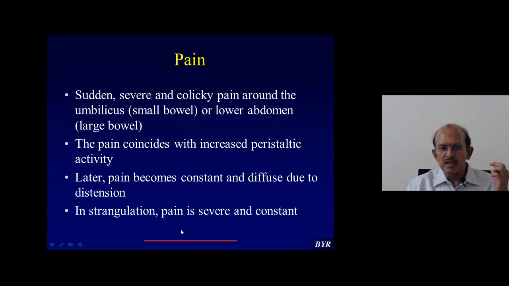Why is the pain severe in strangulation? Because whenever there is gangrene, there will be translocation of fluids and toxins into the peritoneal cavity. That peritoneal cavity fluid will cause irritation of the parietal peritoneum. Parietal peritoneum is a somatic structure. So when it gets irritated, that produces severe pain. That is why in strangulation, patients will have pain initially at the site of strangulation, later diffusely.